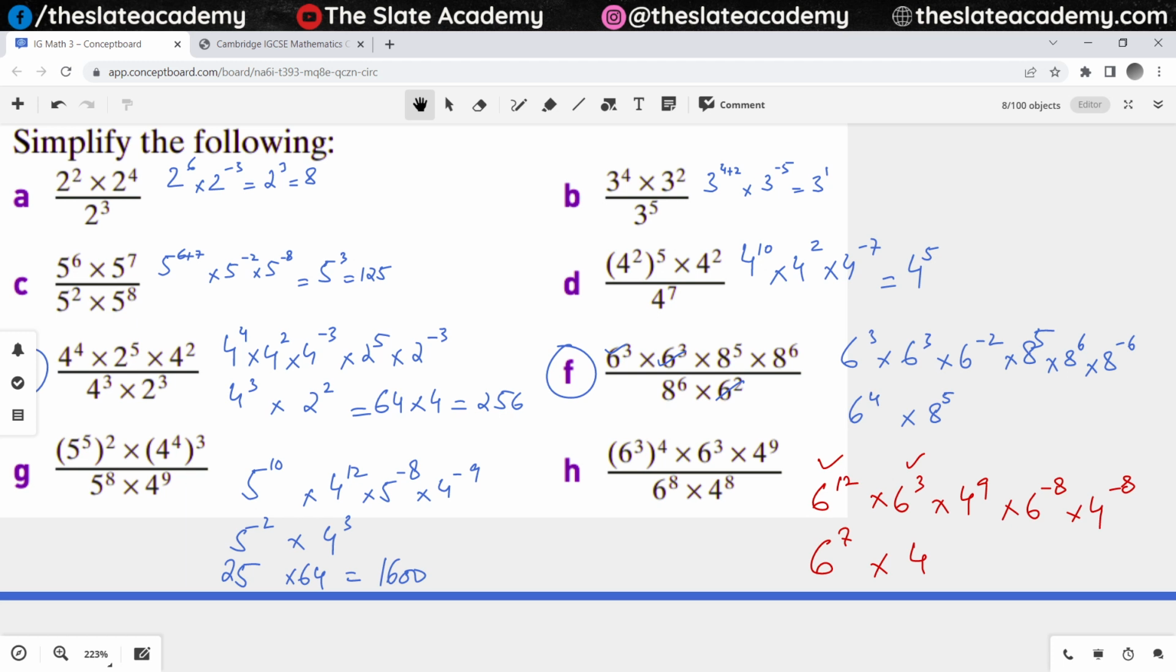So let's just first write the powers of all the numbers. 6 to the power 3 stays as it is. 4 to the power 9 stays as it is, right? This one will become 6 to the power minus 8 once it comes to the numerator, and this one will become 4 to the power minus 8, right, Miss Noor? And then for 6, I will add 3 and minus 8, that gives me 7. And for 4, I'll add 9 and minus 8, that will give me 1. All right.